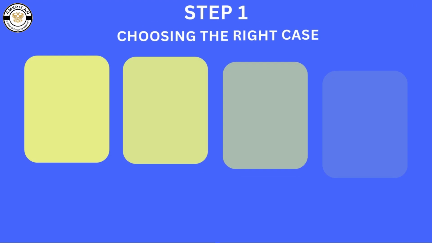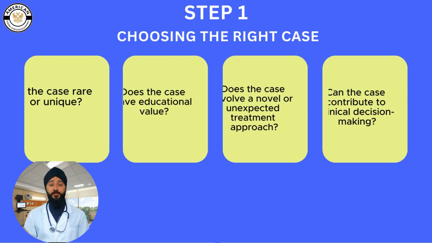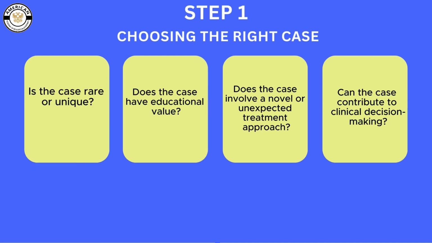Step 1. Choosing the right case. First things first, choosing the right case to write about. This step is crucial because not all cases are suitable for publication. When selecting a case, ask yourself these key questions. Is the case rare or unique? Does it involve an uncommon disease or an unusual presentation of a common disease? Has this condition been documented before in the literature, or does it add a new perspective?